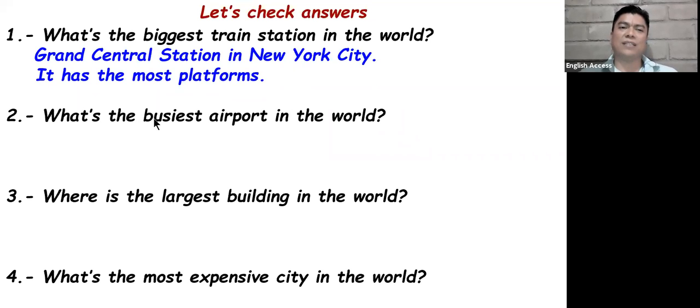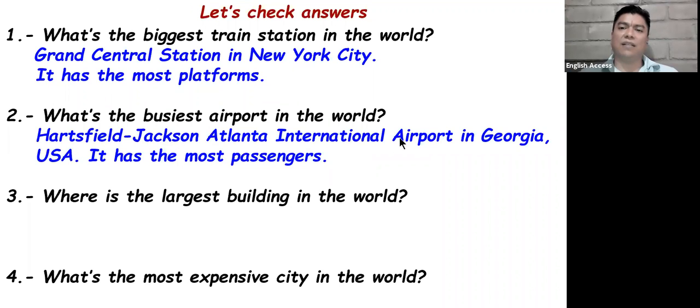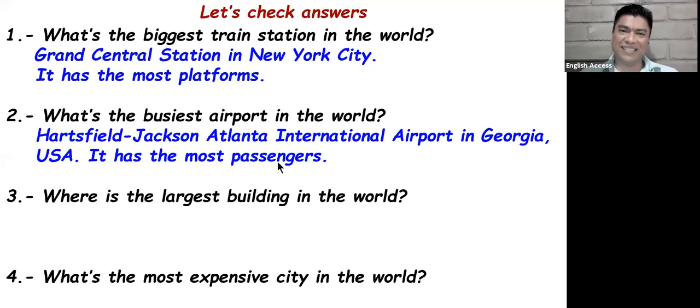Okay, number two. What's the busiest airport in the world? Fort Worth, Dallas. Hartsfield-Jackson Atlanta International Airport in Georgia. It has the most passengers. It's the busiest because it has the most passengers. Yes. Now, here is a tricky one.